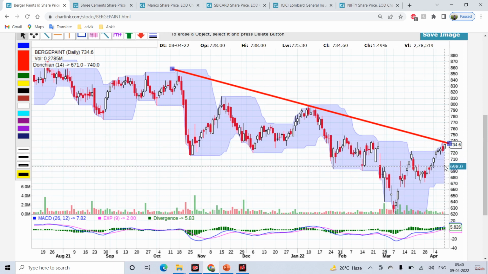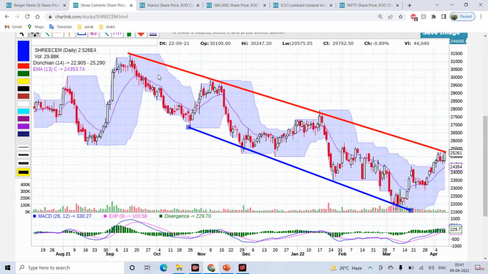So one can short here with a target of at least 700, and then there's a possibility of testing the lower part of the band if the market turns negative, which is around 670 rupees. That's how we get into two sides of the trade, depending on which point the price penetrates. If it starts going up, we'll go on the long side, and otherwise we'll go for the downside. I'll take another example with the same indicator.